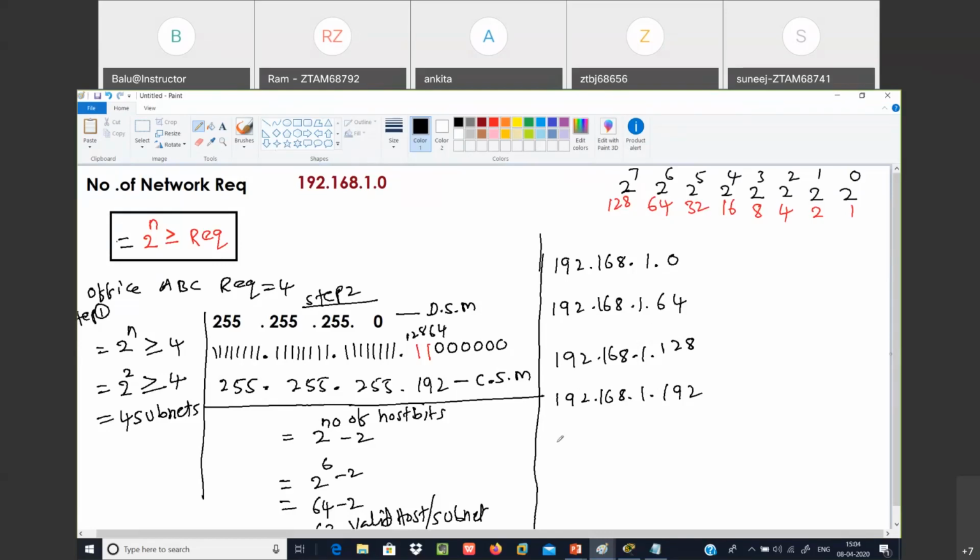So again 64, let me add here. 192, 168, 1 dot. If I add plus 64, I'm getting 256. So 256 is valid IP address? No. So we need to stop here, right? Stop here. Now try to write before this IP address. What is before this IP address? 192.168.1.255.